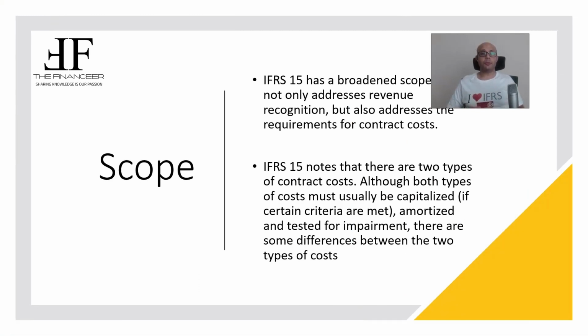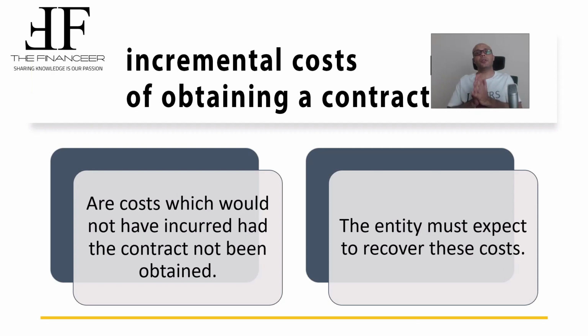IFRS 15 determines two types of contract cost. The first one is related to the incremental cost of obtaining a contract, and the second type of cost is the cost of fulfilling a contract. Let's start by explaining the first type of contract cost.